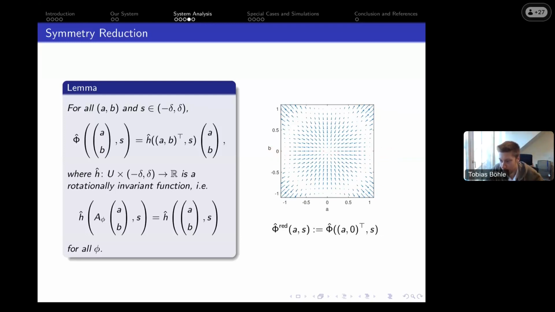So we define a new function, phi hat reduced, that now only depends on a, as this function phi hat, but now where b is equal to 0. So now we only want to find zeros of this function phi hat reduced, so the function with values on this line here.